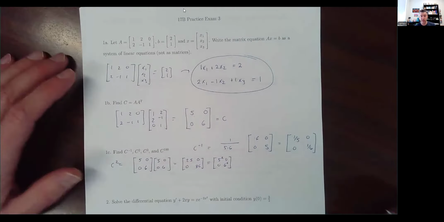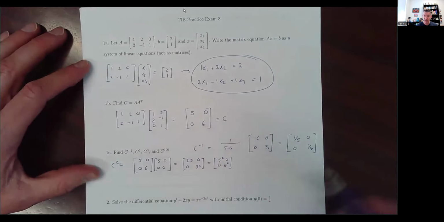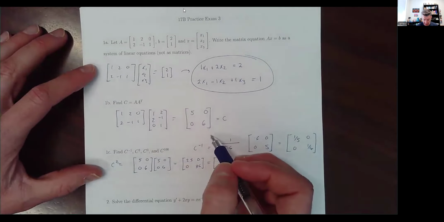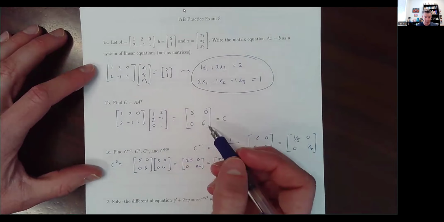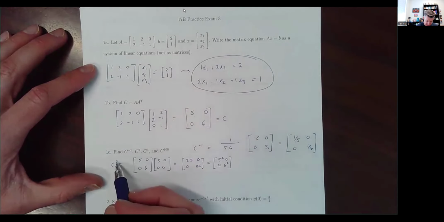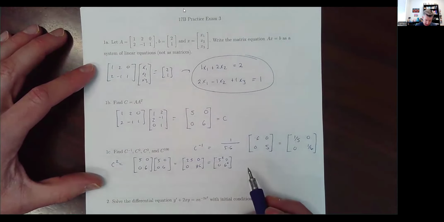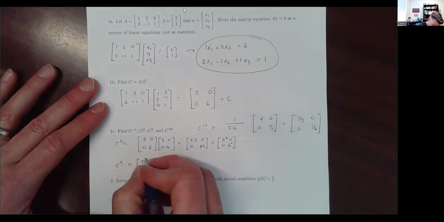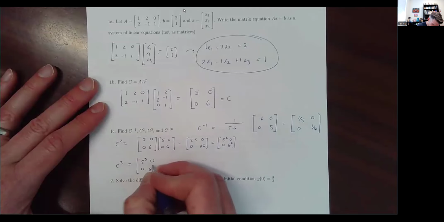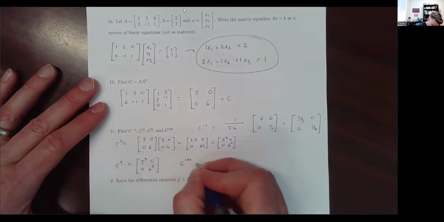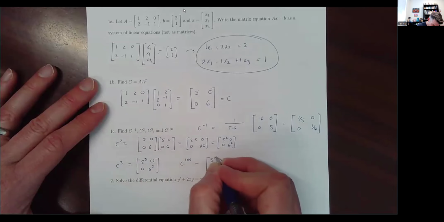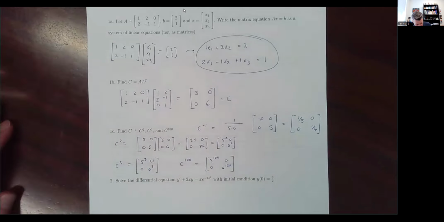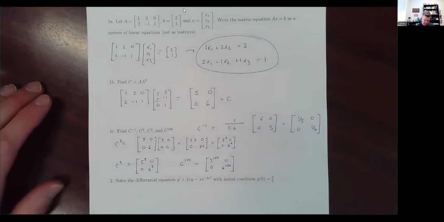And it is true that when you raise a diagonal matrix to any power, meaning diagonal is where the diagonal entries are possibly not 0, but every other non-diagonal entry is 0, then you just get those diagonal entries raised to that power. So C to the third power should be 5 cubed, 0, 0, 6 cubed. And C to the 100th power should be 5 to the 100th power, 0, 0, 6 to the 100th power. Easy.